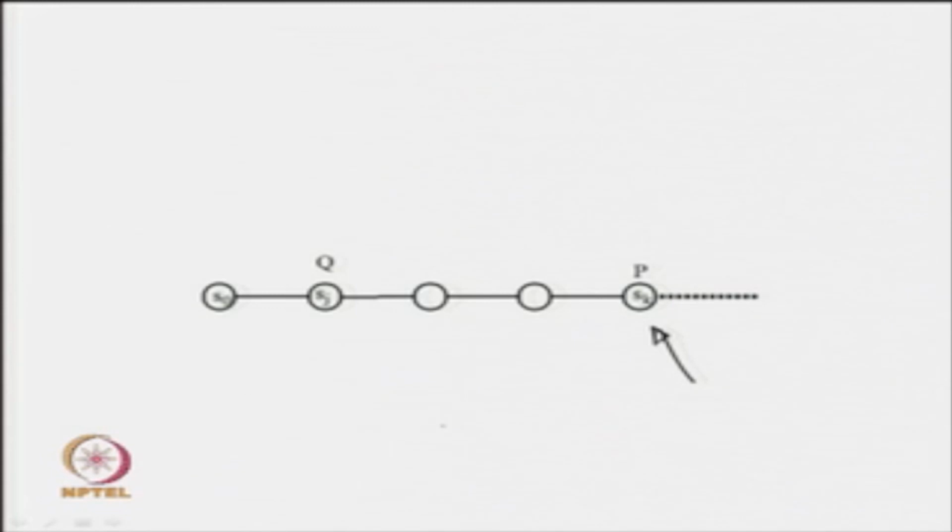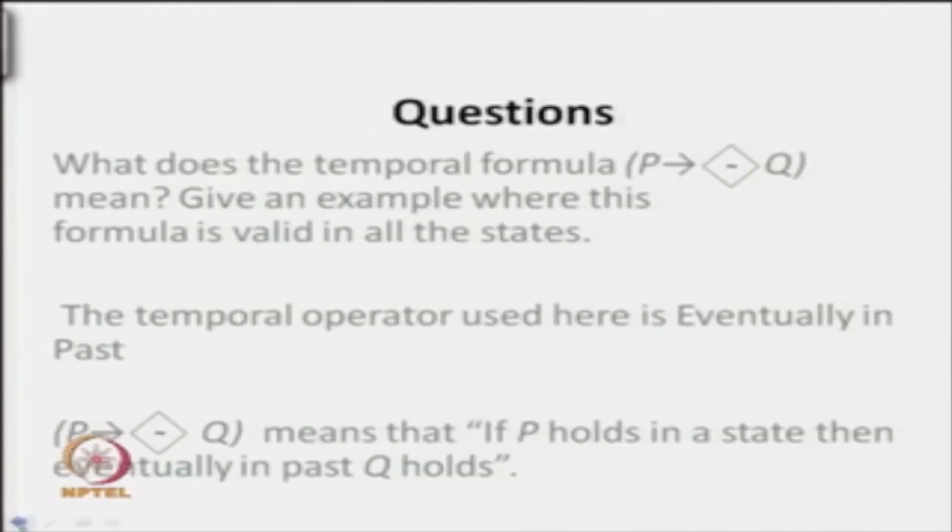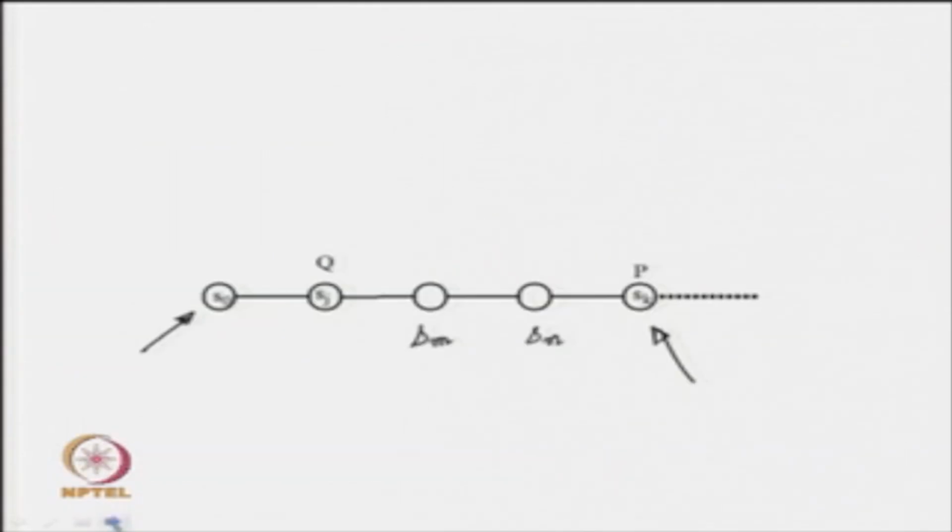I am going to say that S 0 is the starting point of my system, and I am going to give the names S m and S n to these two states. And what was my formula? It says that P implies eventually in the past Q. So, basically I am going to look for the formula P implies eventually in the past Q holds.